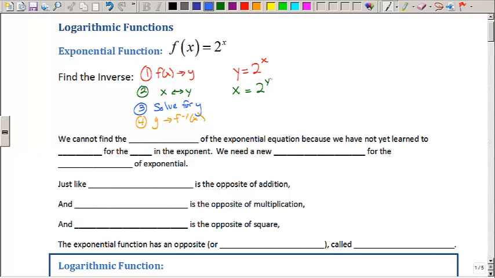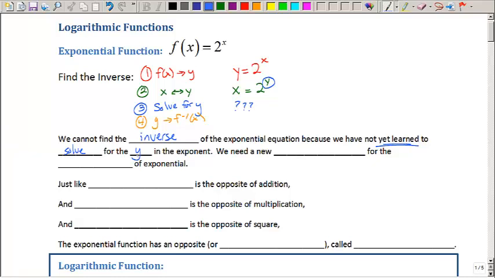Now, my y that I'm trying to solve for is up here. And actually at this point of our learning, we don't know how to get the y, the variable, out of the exponent like that. I don't know how to solve for y, so I'm kind of stuck. I got to this point and we cannot actually find the inverse of the exponential function because we have not yet learned to solve for the y in the exponent. So this is presenting a problem.